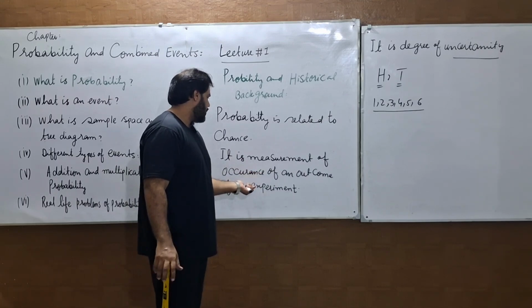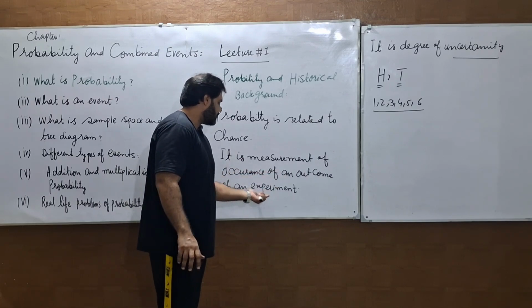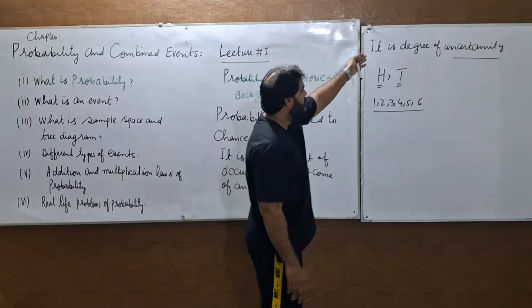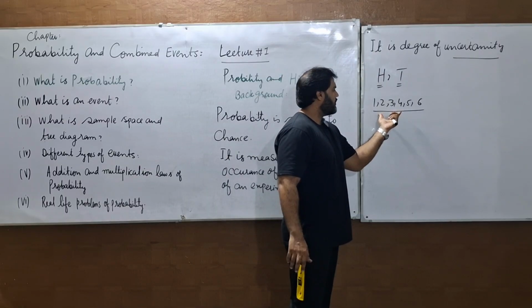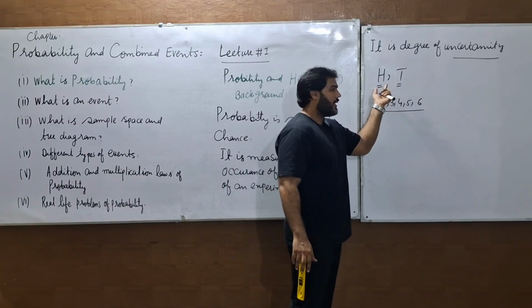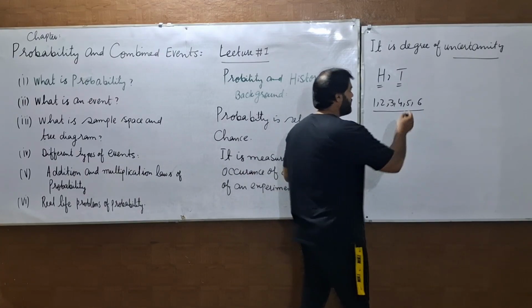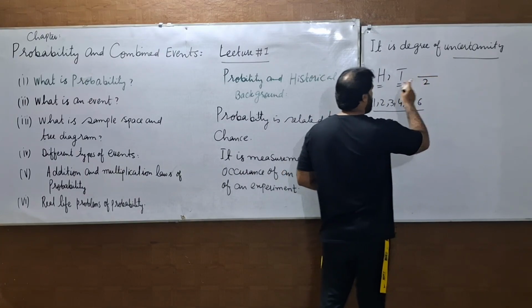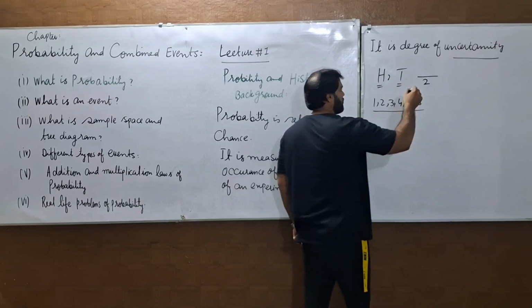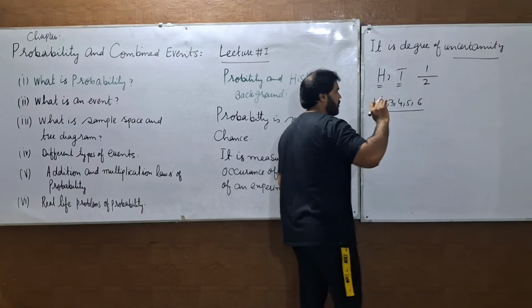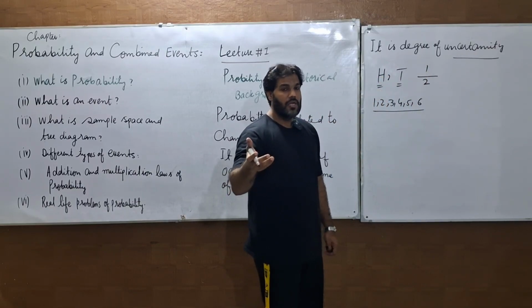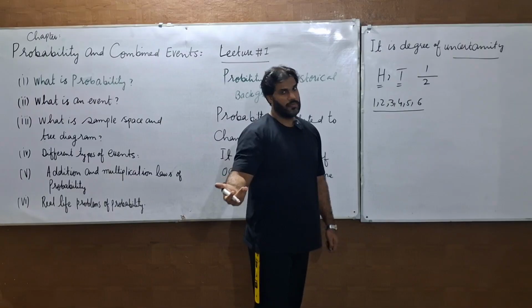It is a measurement of occurrence of an outcome of an experiment. For example, it is the degree of uncertainty. If I say what is the probability of head when you toss a coin, as you can see there are two possible outcomes, and head occurs only one time. So this is 1 by 2. The probability of occurrence of head is 1 by 2, and similarly, the probability of occurrence of tail is 1 by 2.